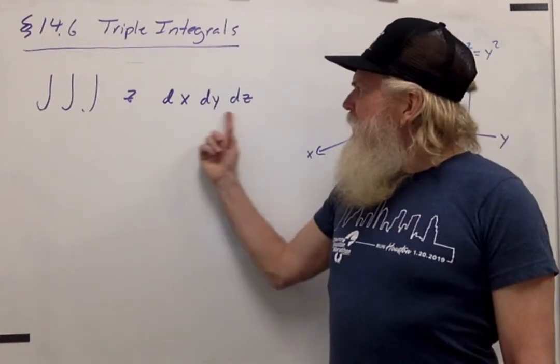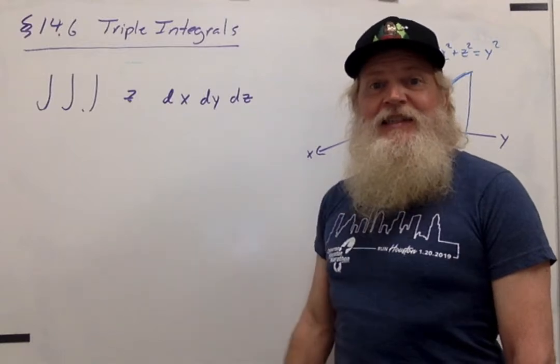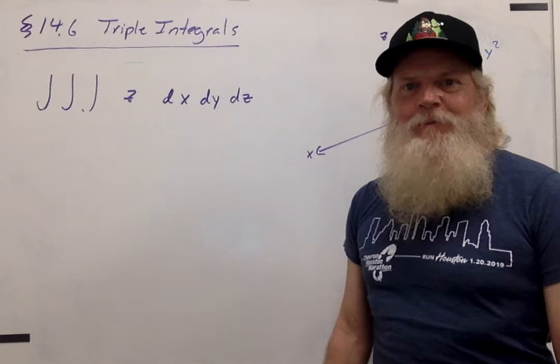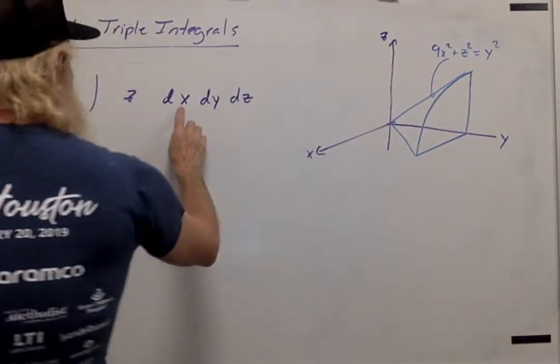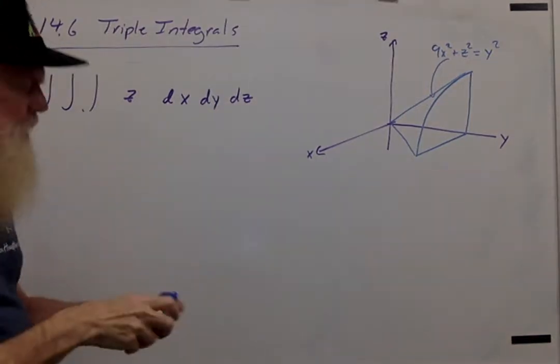Since there are 6 ways of arranging dx, dy, and dz, there are actually 6 different ways to set up the bounds for the integral over this solid. Let's look at 2 or 3 more. This time let's put the dx on the inside and then dy, dz outside.